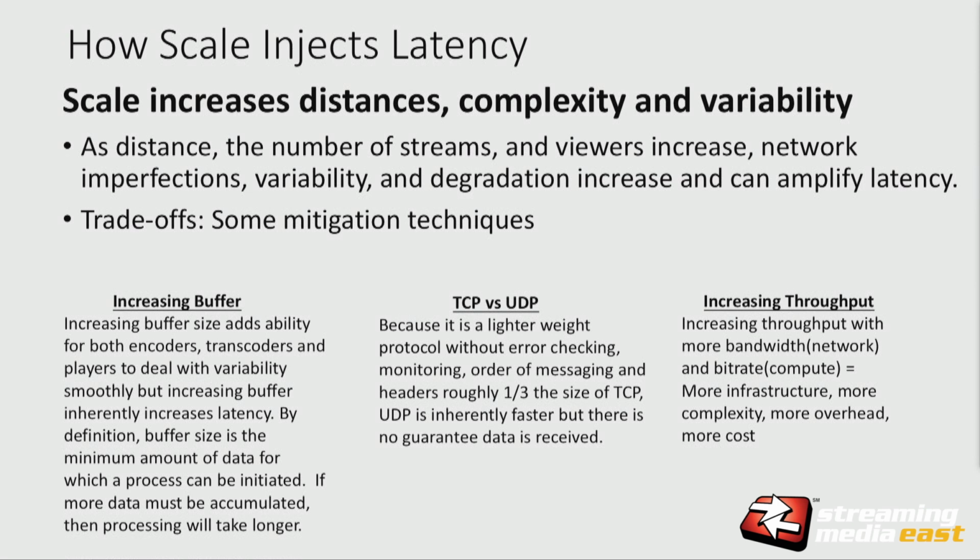On the scale side, I mentioned distance, complexity, and variability. As distance, number of streams, and viewers increase, your network's going to be more imperfect, have more variability, and have more degradation. Again, trade-offs. You can increase the buffer size. This is going to add latency, but increasing the buffer will give more reliability. Your stream will be more resilient to any sort of network hiccups. If I've got a 10-second buffer, then I can handle a pretty long network hiccup. If I've got a 1-second buffer, I can only handle a short network hiccup.